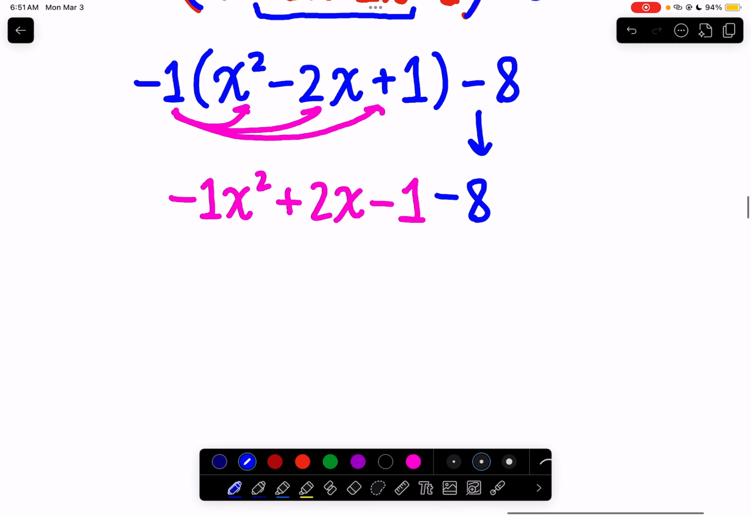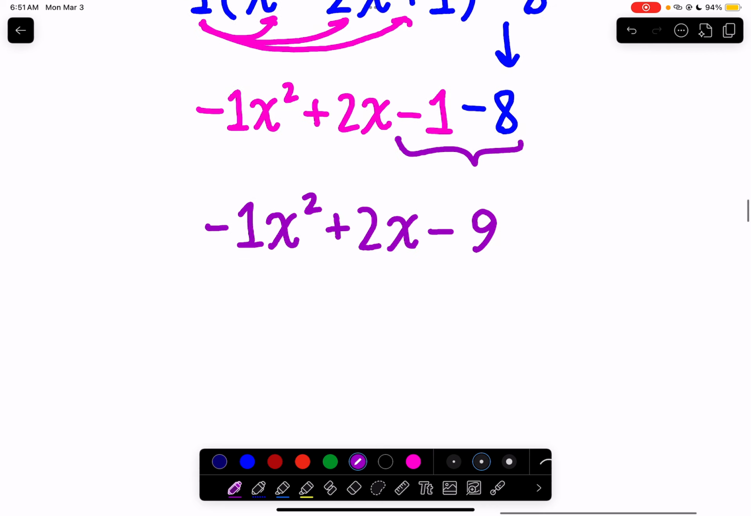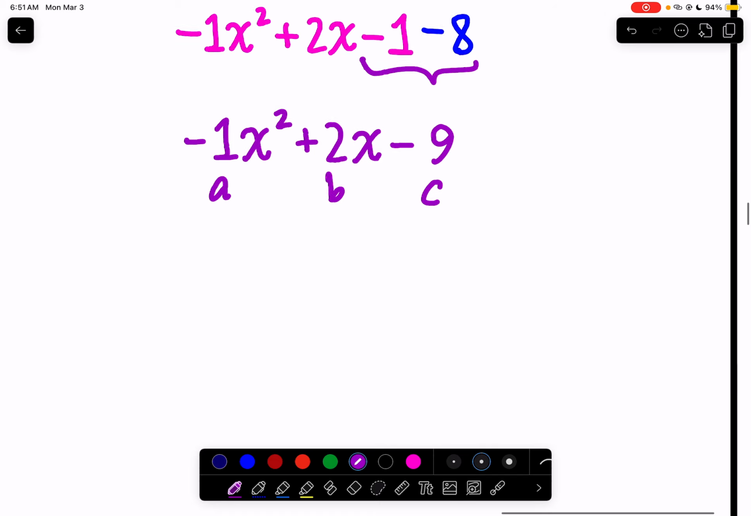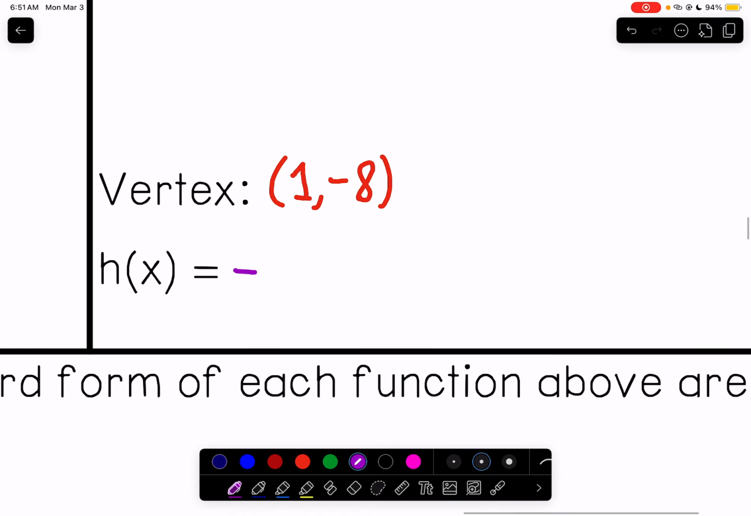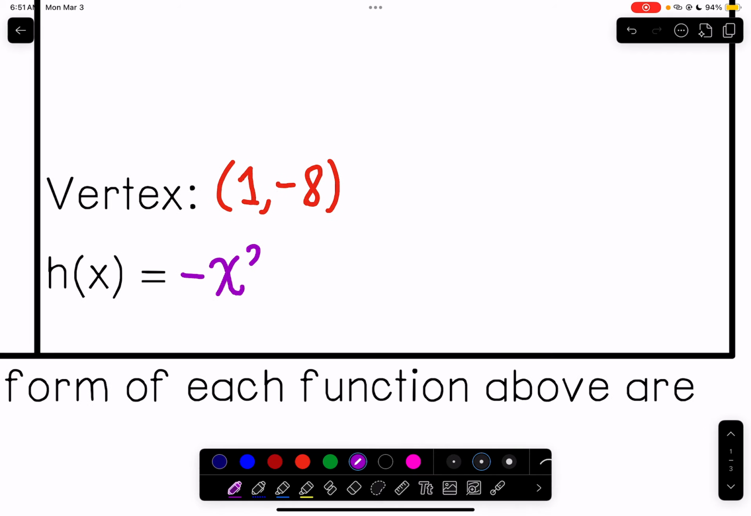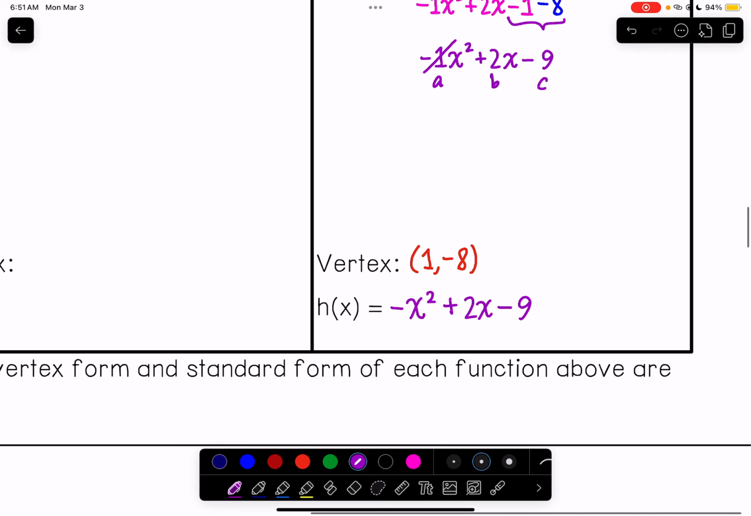Last but not least, I'm going to combine like terms again, and I'm going to get negative 1x squared plus 2x minus 9. So you can see that that is in standard form because I have an A, B, and C. So my vertex form, or sorry, my standard form is negative, I'm going to go ahead and leave out that 1. So I'll just say negative x squared plus 2x minus 9 is standard form.